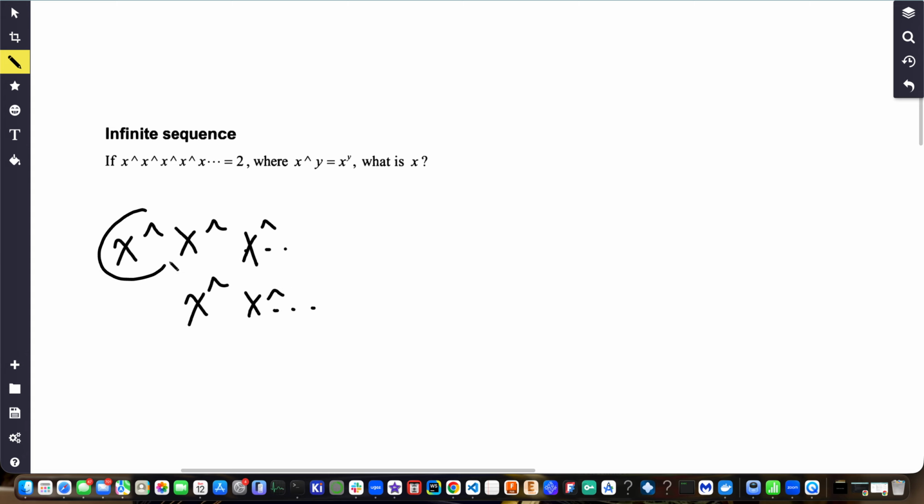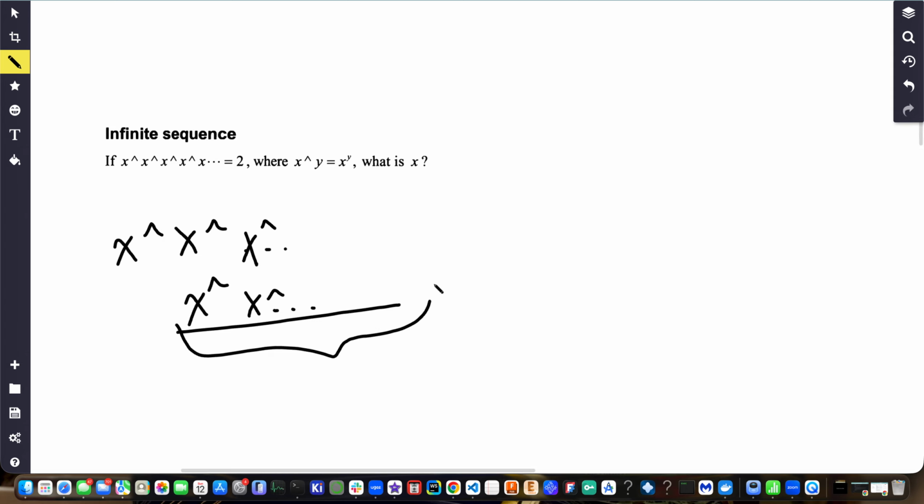I'm saying that forget including this. This product is the same as if we did not include the first x and just did this, because it's infinite. There's an infinite number. So like we can just ignore the first one and the product would still give the result.